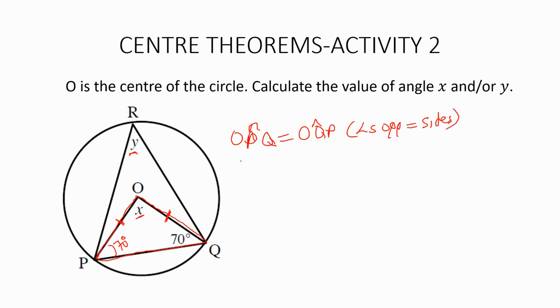These are angles opposite equal sides. So angle OPQ is equal to 70 degrees. So here we can write 70 degrees there. Okay, right. And then this is still a triangle, POQ, we said it's a triangle.